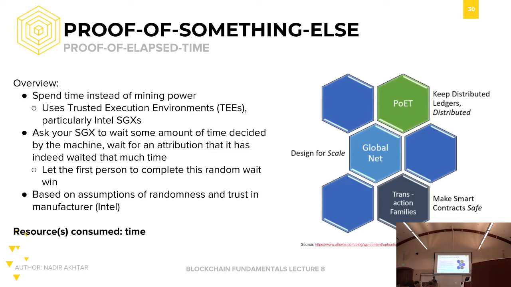So instead of actually buying mining hardware, you just buy this SGX, this trusted execution environment, and tell it to just sit there for some amount of time, waiting, just waiting. It just sits there, and you hope that the random number that it has chosen to wait is going to be in your favor. That's going to be before anyone else. So the first person whose SGX is going to finish waiting, they're the person who gets to propose the next block. And you base this on the assumptions of randomness and trust in the manufacturer, Intel. You trust that they have designed an execution environment such that there's no backdoor, that you can't adjust or affect the execution.